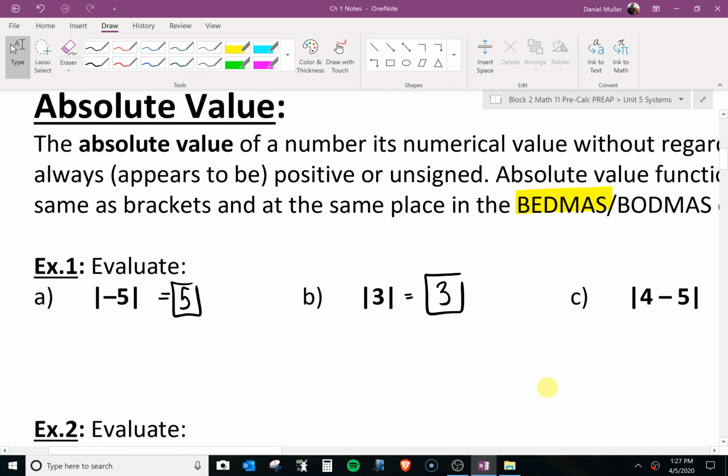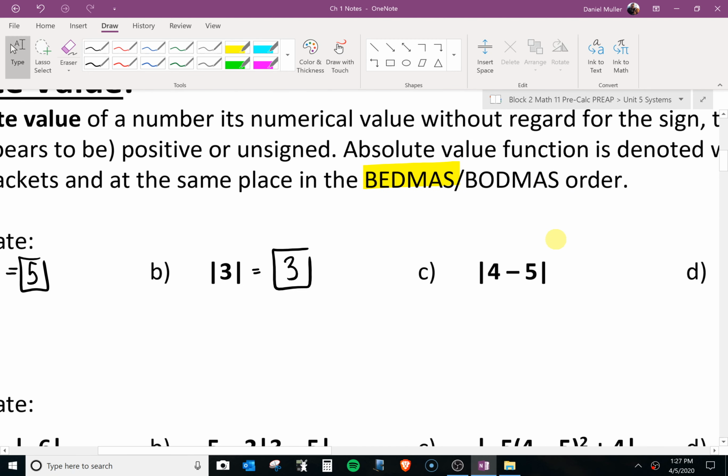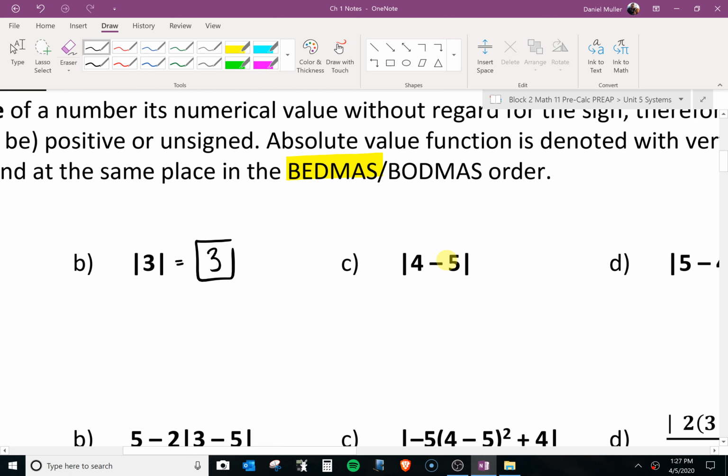But we also have brackets. And so when we have brackets, like 4 minus 5, you have to do inside the brackets first. So the absolute value of 4 minus 5 is the absolute value of negative 1. And then now we can actually do the absolute value. The absolute value of negative 1 is just 1.